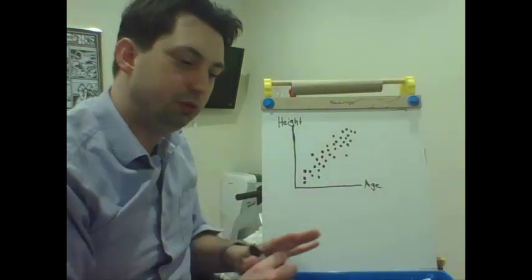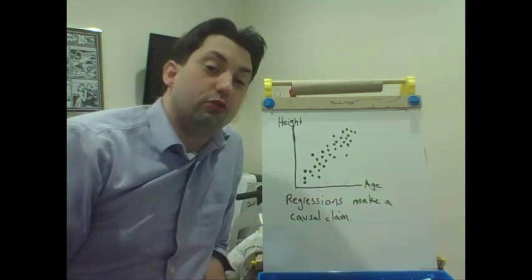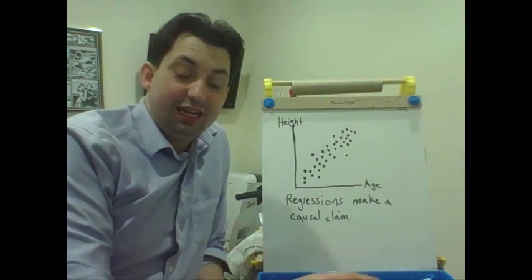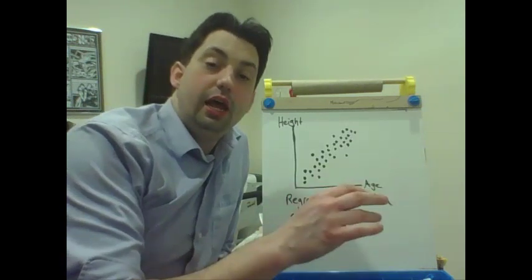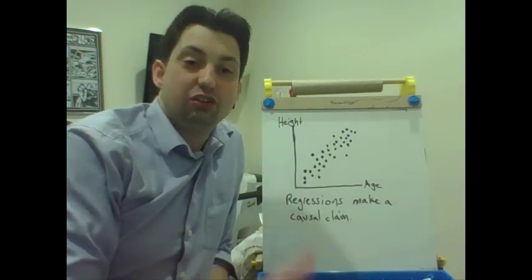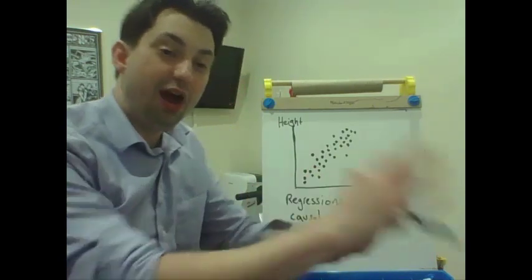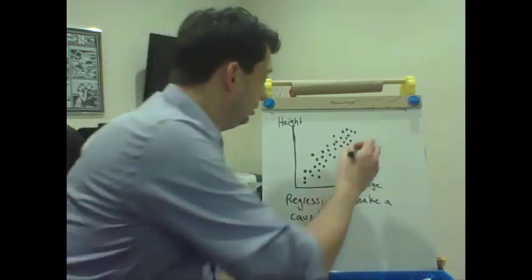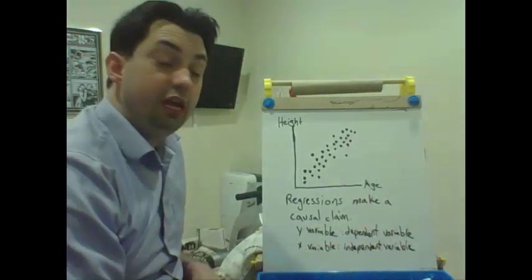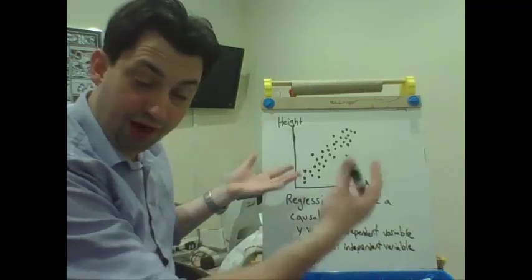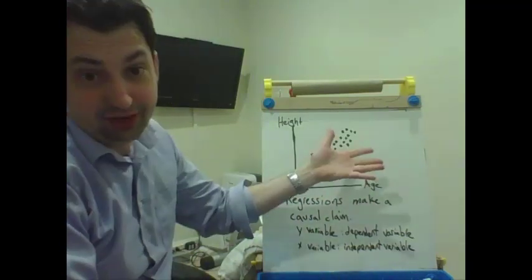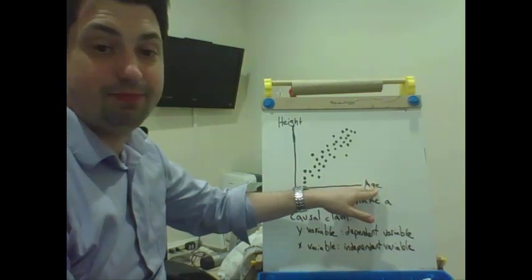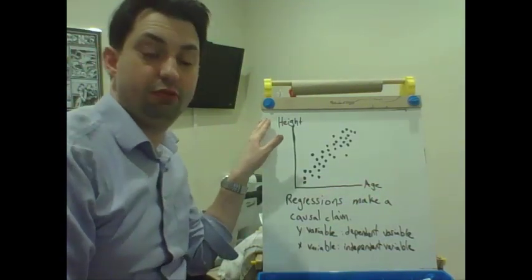a causal claim. We say it's a causal claim because we have to determine one variable as y, the dependent variable, and another variable as x, our independent variable. And the y variable will depend on the x variable. Usually, if we're going to describe it graphically, the x variable is going to be on the x-axis, the y variable is on the y-axis. Age is our independent variable, height is our dependent variable.